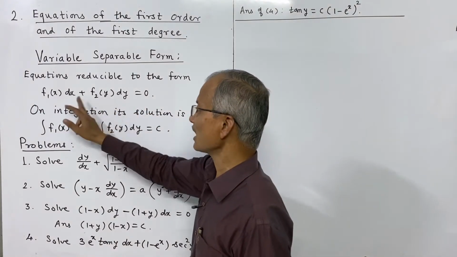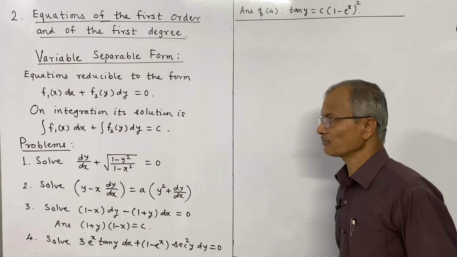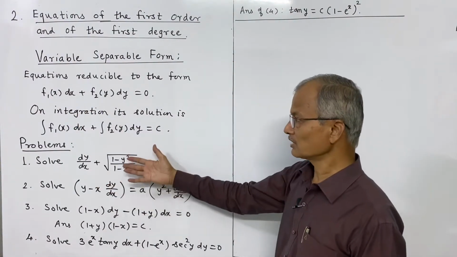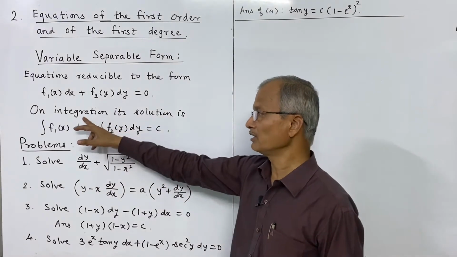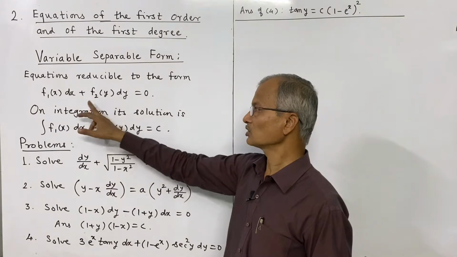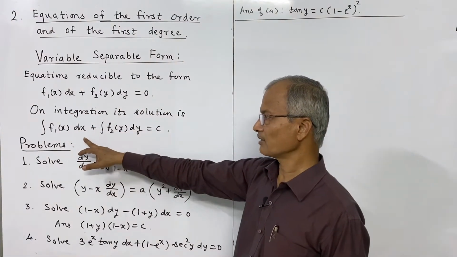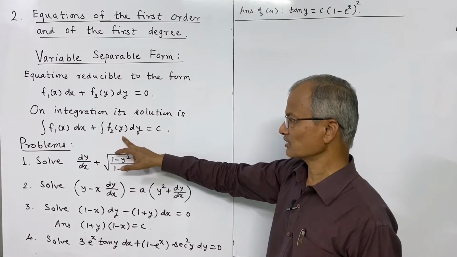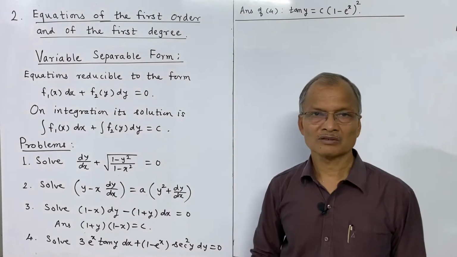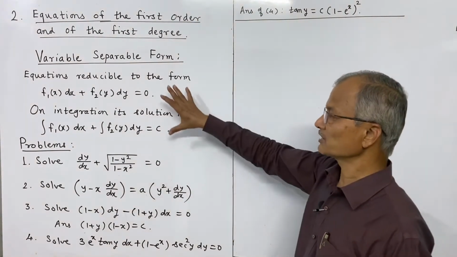So these are separated, x and y. That's why it is known as variable separable form. And once it is put in this form, the solution is easily obtained on integration. Simply integrate each term: integral of f1(x) dx plus integral of f2(y) dy is equal to c, where c is the constant of integration. So that is the variable separable form.